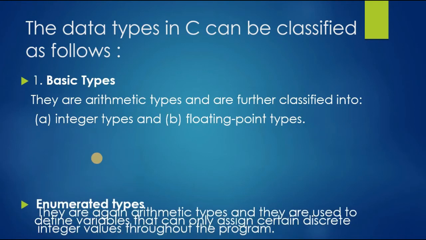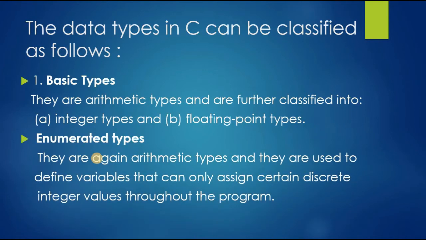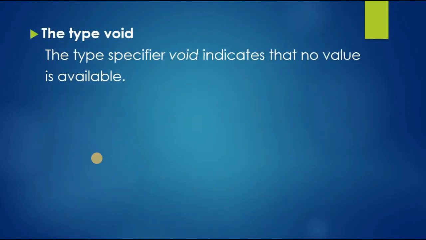The second one is enumerated types. They are again arithmetic types and they are used to define variables that can only be assigned certain discrete integer values throughout the program. The third one is the type void. The type specifier void indicates that no value is available. For a function with no return value, void is used.